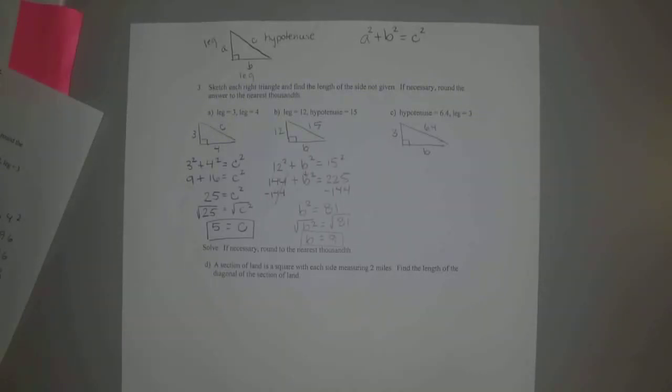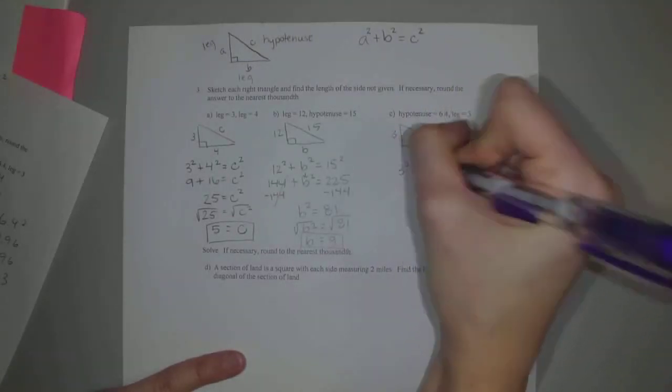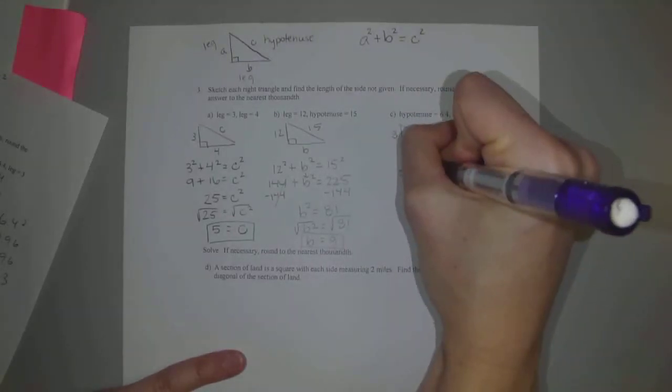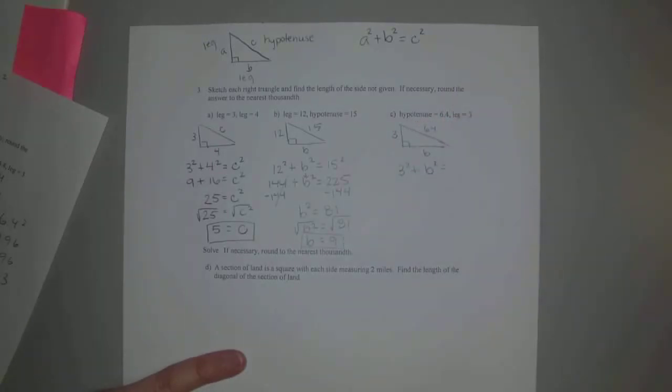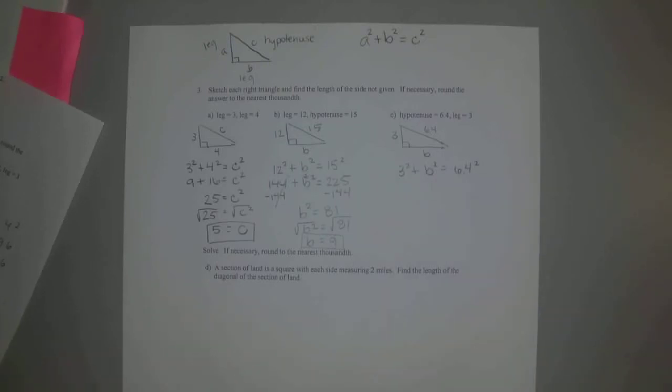All right. So what's Pythagoras say? He says take both your legs squared. So here's one leg, 3 squared, plus the other leg, B squared, equals your hypotenuse, 6.4 squared. Is that okay so far? Does everybody see why the B's not known, but the C is? Okay. So let's go square everything we know.